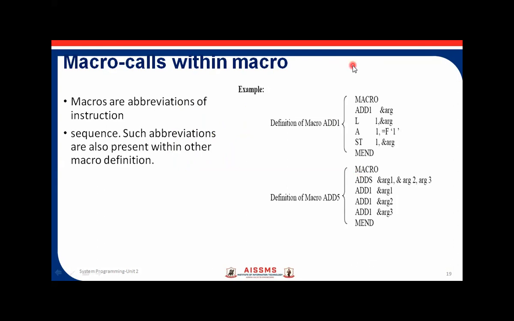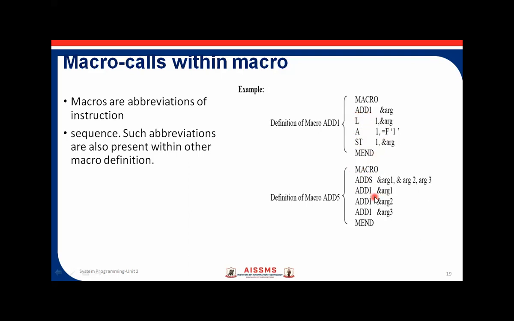Now let us see the concept of nested macros, or macro call within macro. Here, as you can see in this example, you have a macro add one, and these are the instructions inside that macro, and it ends here. Then we have a second macro add s. In this second macro, we have made a call to the macro which we defined earlier, add 1.